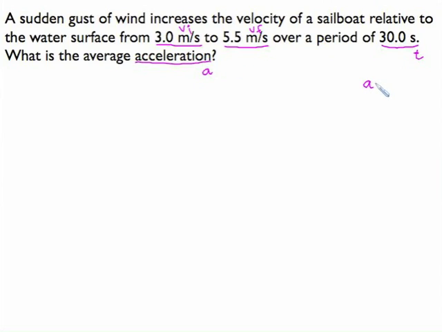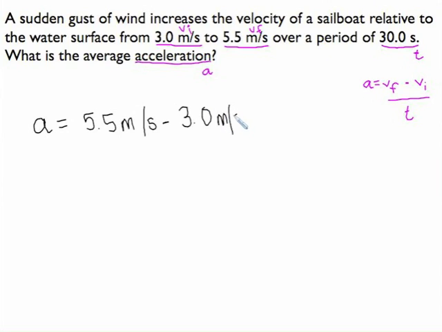So I'm going to write our acceleration formula over here for you. It is acceleration equals VF minus VI over t. So if we want to find the acceleration, we're just going to plug in our stuff. So I'm going to have acceleration equals my final velocity, which is 5.5 meters per second, minus 3.0 meters per second, and it's all over 30 seconds.